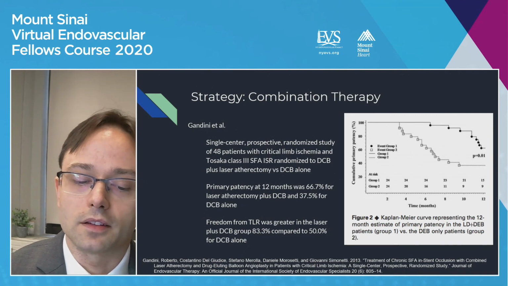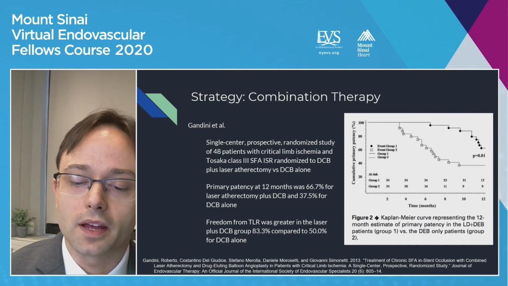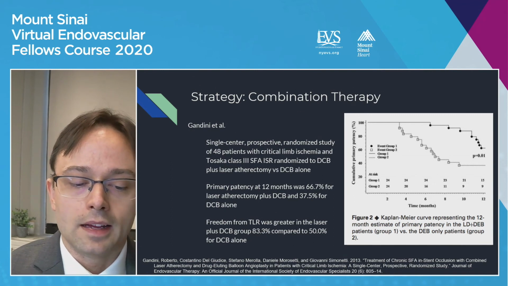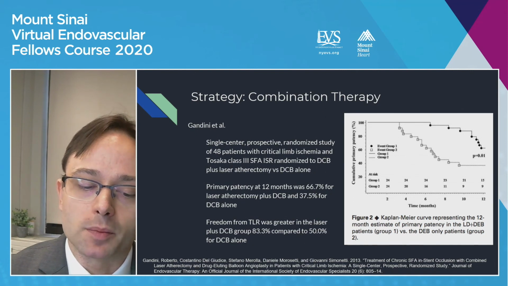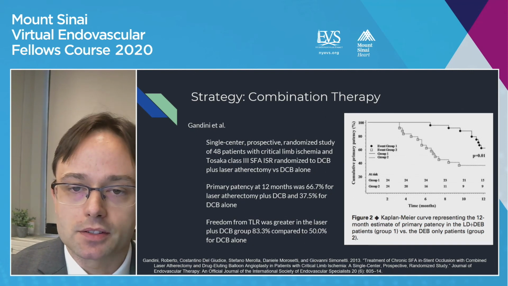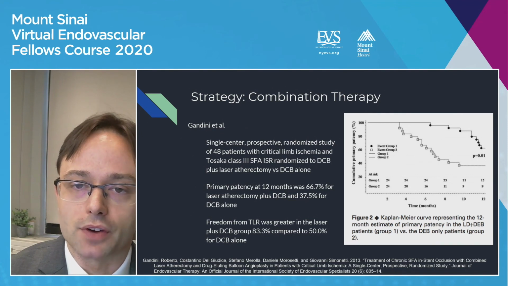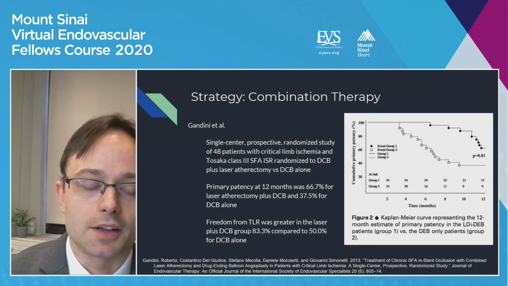The thinking here is that the debulking with the laser atherectomy allows for more homogeneous paclitaxel uptake in the vessel wall, which thereby improves patency. No specific algorithm exists for choosing treatments or treatment combinations, but the armamentarium for addressing in-stent restenosis has grown considerably over the last decade.